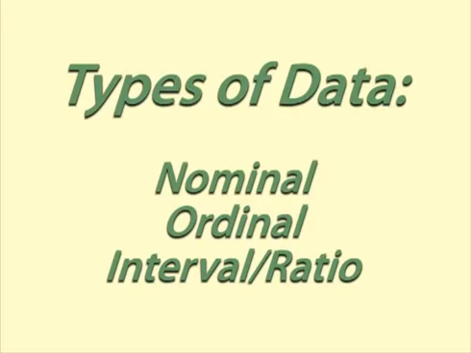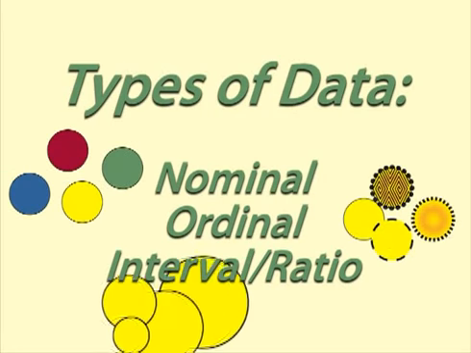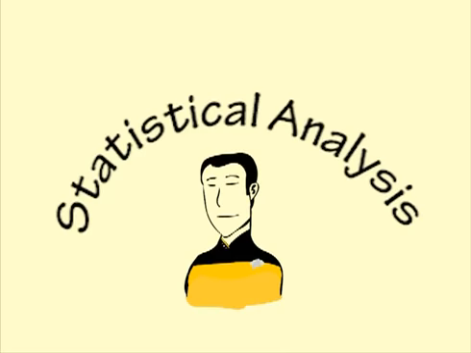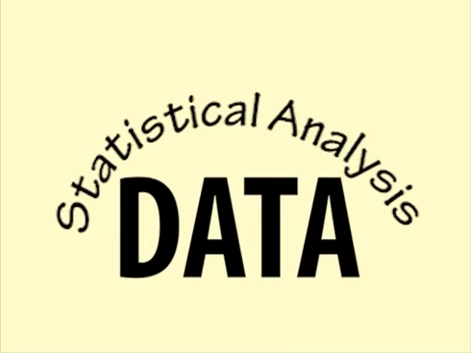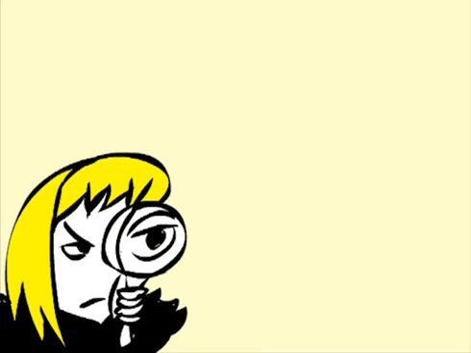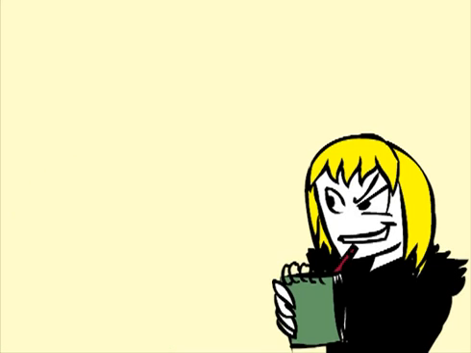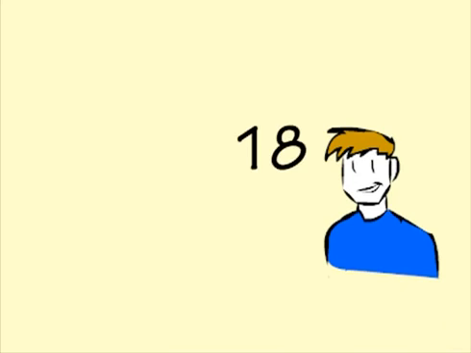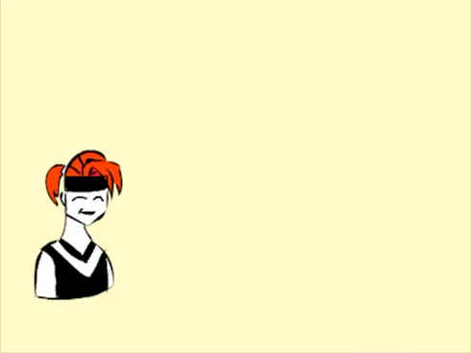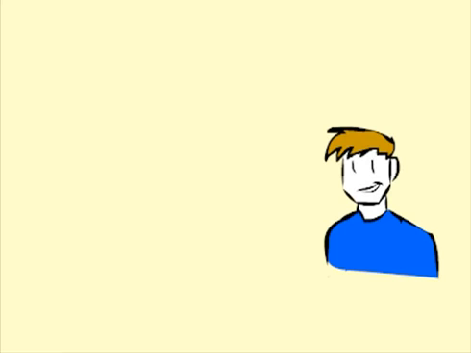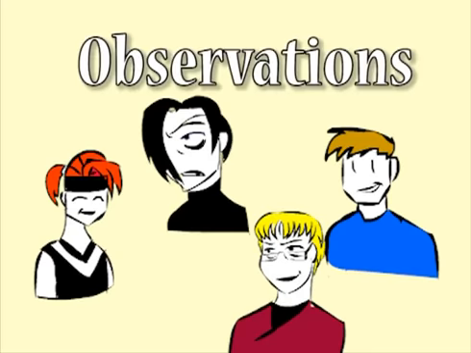Types of data: nominal, ordinal, interval ratio. Data is central to statistical analysis. When we wish to find out more about a phenomenon or process, we collect data. Usually, we collect several measures on each person or thing of interest. Each thing we collect data about is called an observation.